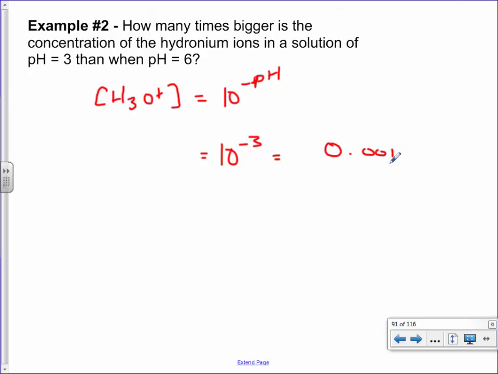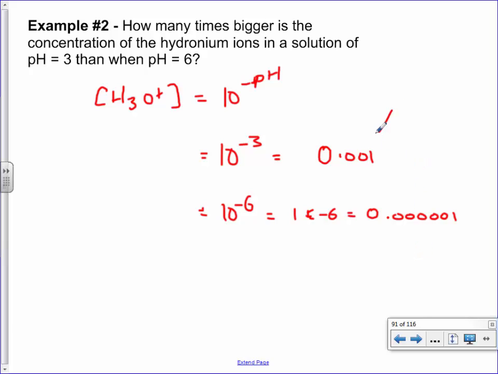Wait, hang on. Let's make sure I have that right. 10 to the minus 3 would be 0.001. Does that make sense? And let's also try to do 10 to the minus 6. My calculator says 1e minus 6. But that means 0.1, 2, 3, 4, 5, 6. The point I want to make here is which one of these numbers is the bigger number?